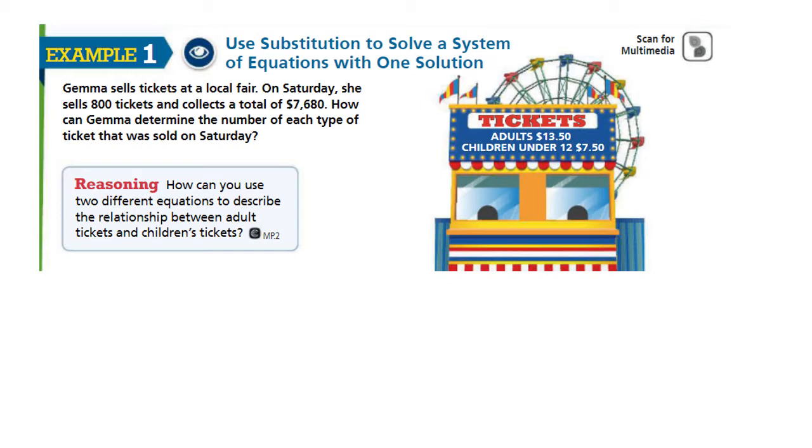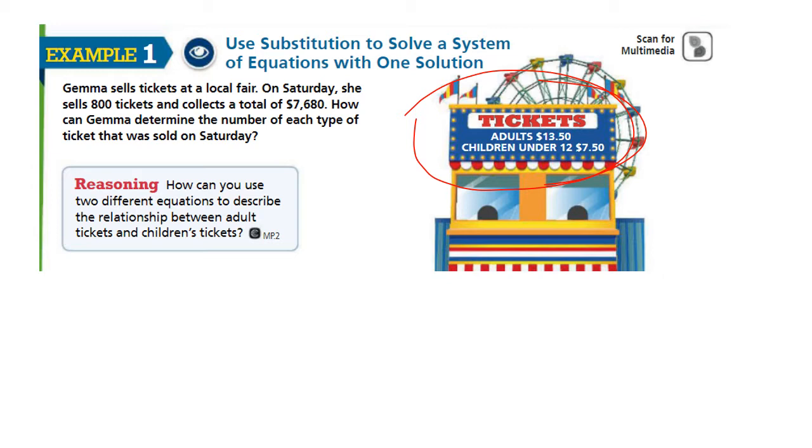So this says, Gemma sells tickets at a local fair. On Saturday, she sells 800 tickets and collects a total of $7,680. How can Gemma determine the number of each type of ticket that was sold on Saturday? This is a pretty common systems of equation question written in standard form. And as you can see here, we have the price of tickets right here. And so we have adults are $13.50 and children under 12 are $7.50.